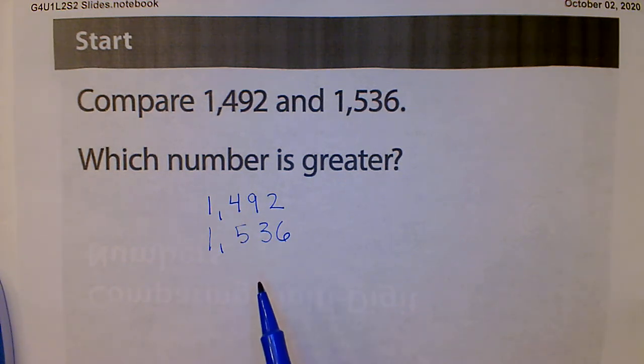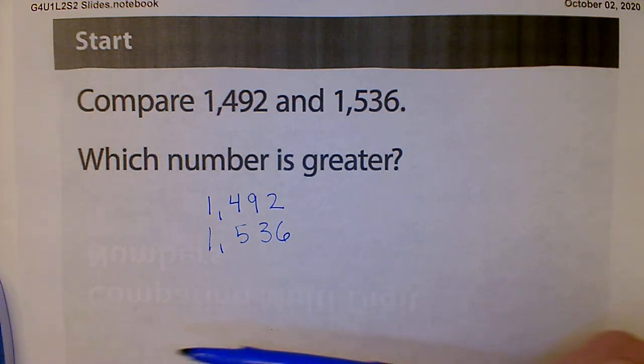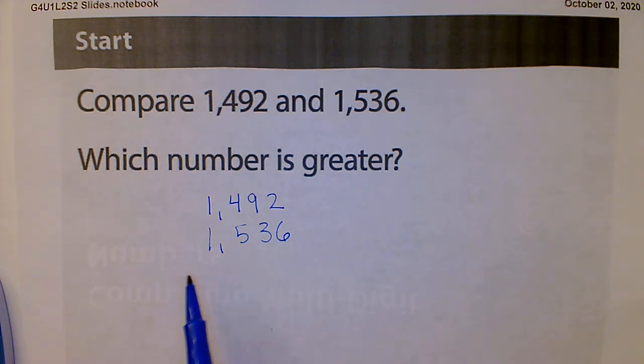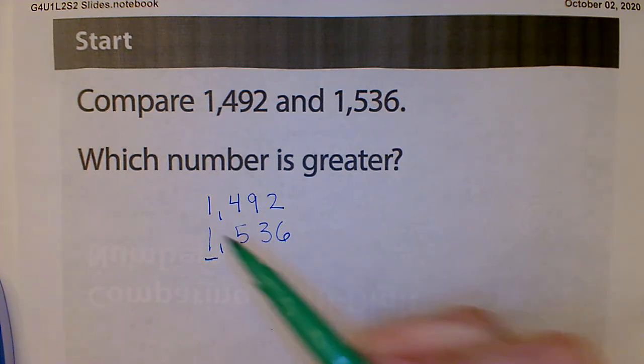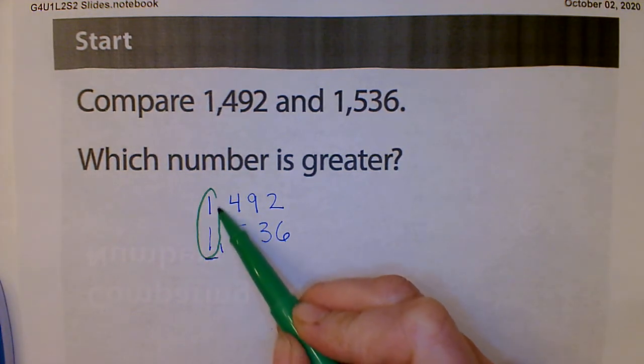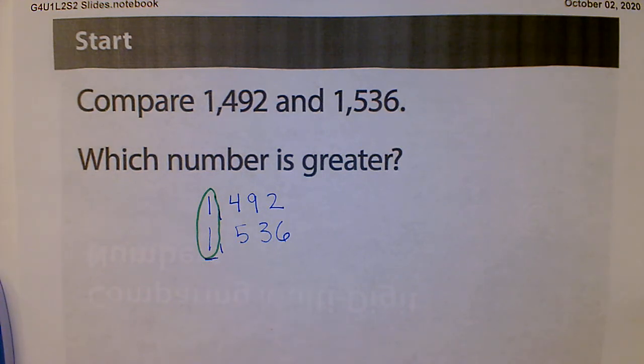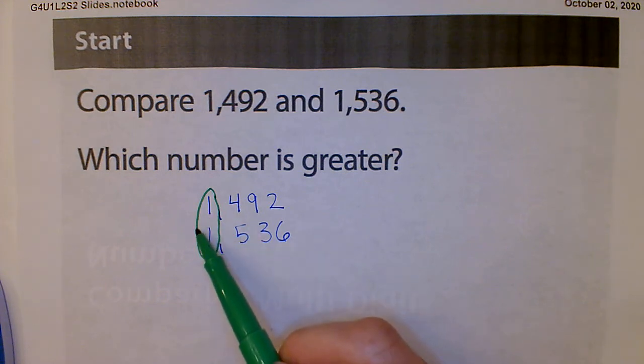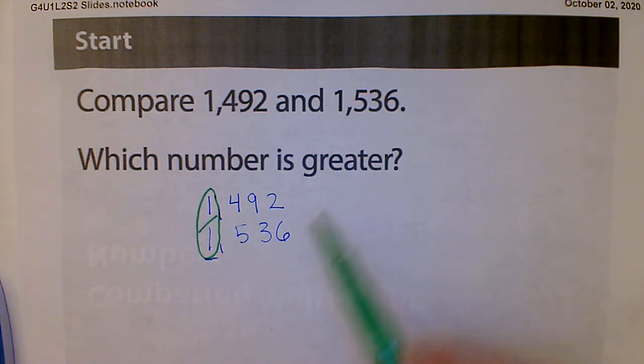So the next thing that we want to do is we want to start with the digits that are in the greatest place value. So we want to start in the greatest place value, which is going to be over to the left. So in this case, this is our greatest place value, and those are the thousands. So let's go ahead and take a look at our thousands and compare them. So if I look at my thousands, what I can see is that they're the same. There's nothing different about them. They're exactly the same. They're both ones. That's not going to help me compare things.